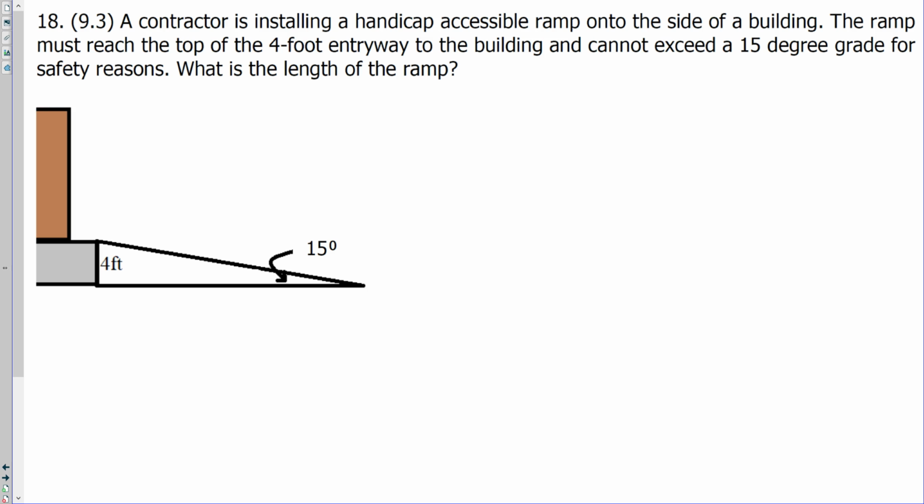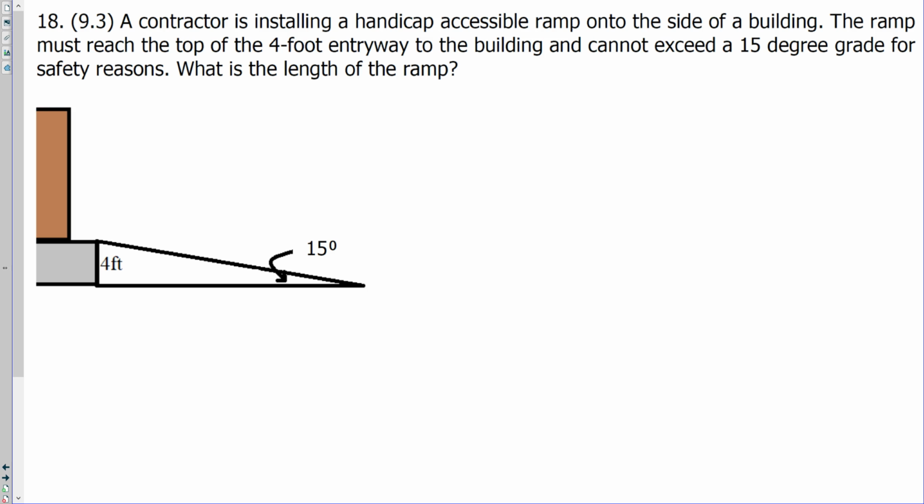Problem 18 is also from our triangle section, section 9.3. This time we have a contractor that's installing a handicap accessible ramp onto the side of a building. The ramp must reach the top of a 4-foot entryway to the building and cannot exceed a 15-degree grade for safety reasons. What is the length of the ramp?